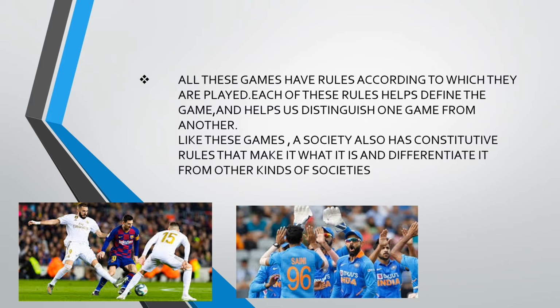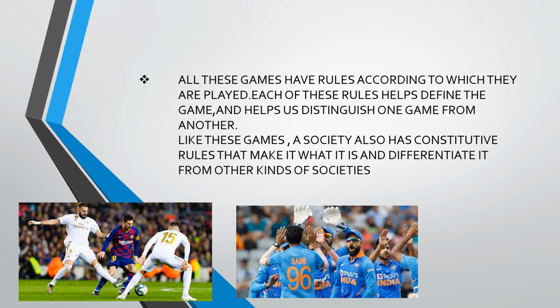And cricket is also played with the bat and ball. All these games have some set rules according to which they are played, and each of these rules helps define the game, which type of game you are playing, and helps us distinguish one game from another. Only on the basis of rules you can differentiate the games. Like these games, a society also has consecutive rules that make it what it is and differentiate it from other kinds of society.